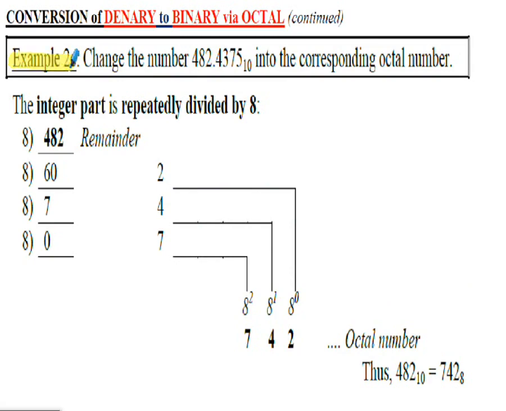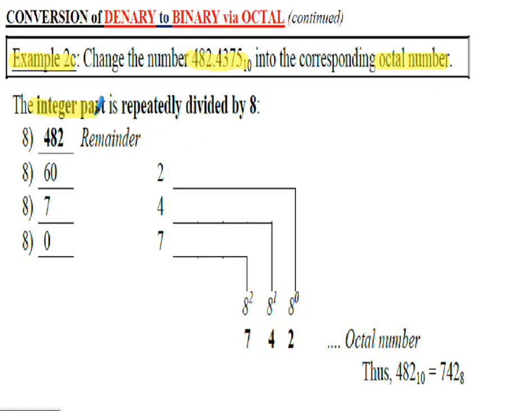Example 2c. We're asked to change the denary number 482.4375 into the corresponding octal number. We're going to undertake this in 2 stages. We're first going to take the integer part of our denary number and convert that into octal, and then we'll take the fractional part of our denary number and convert that into octal.